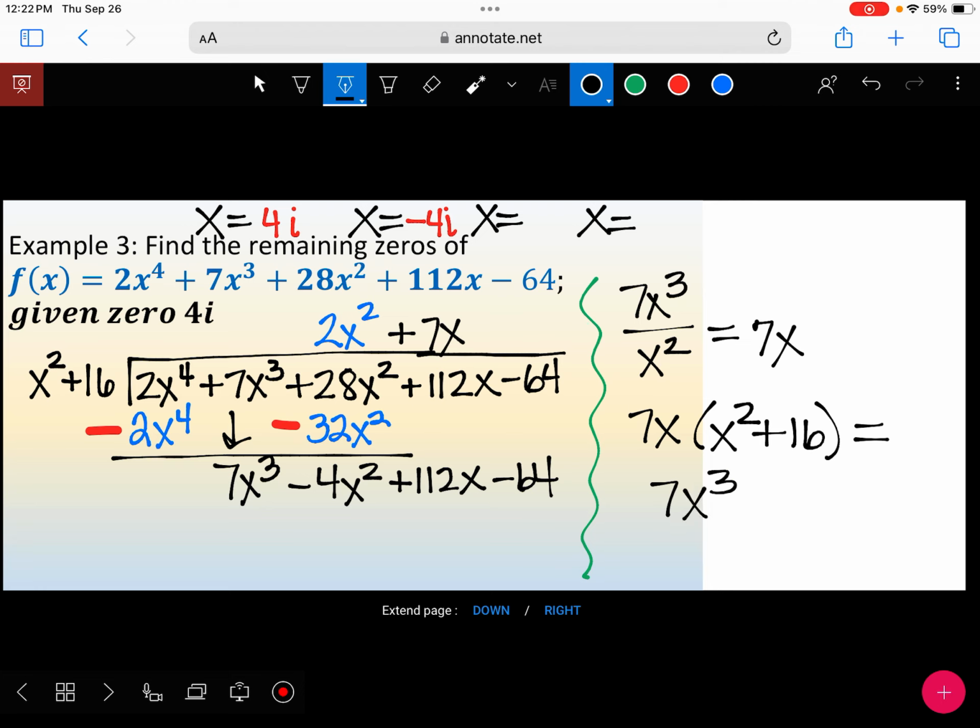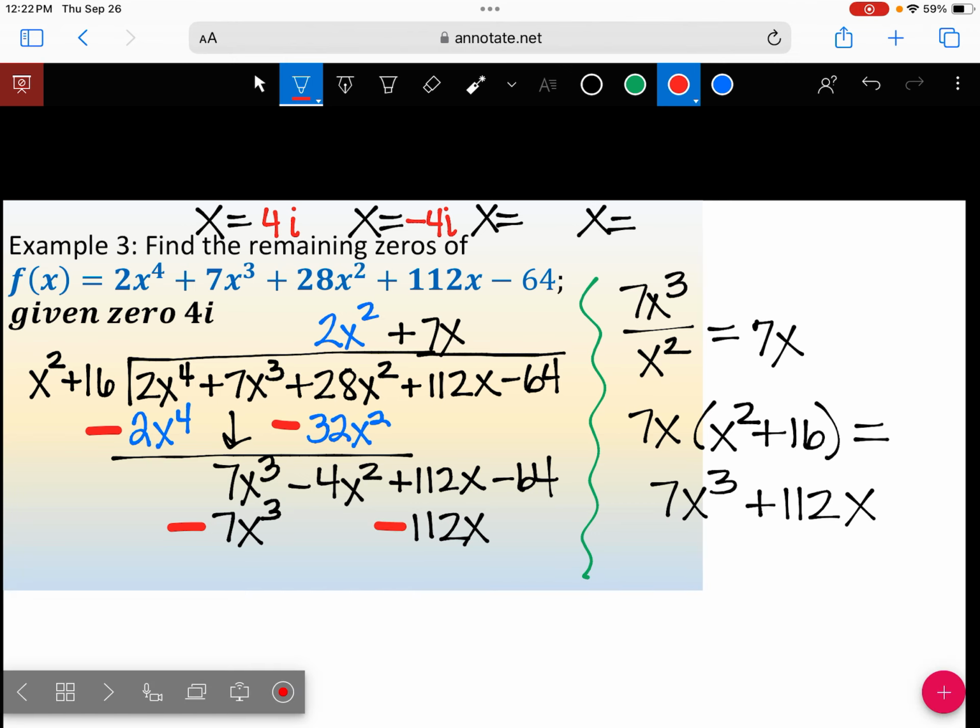So 7x cubed, and I don't know 16 by 7 by heart. Use my handy dandy calculator. 112x. Should have known that's what it was going to be because it's going to have to drop out the x. So I'm feeling pretty confident because two things should be dropping off at this point. And they are. They're both going to flip signs. So instead of them both being positive, now they're both negative. So I got negative 4x squared and a negative 64.